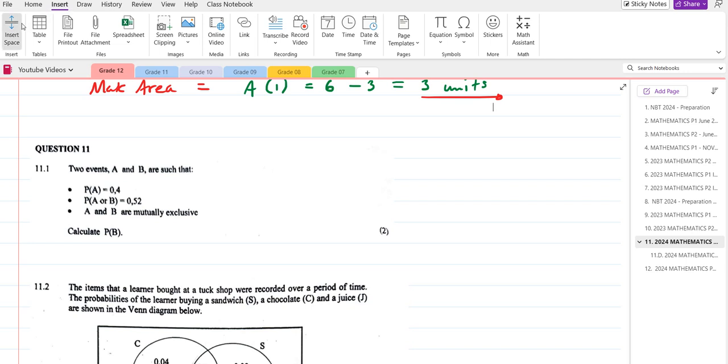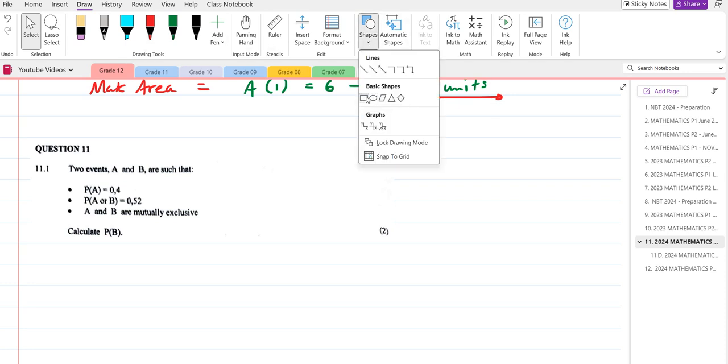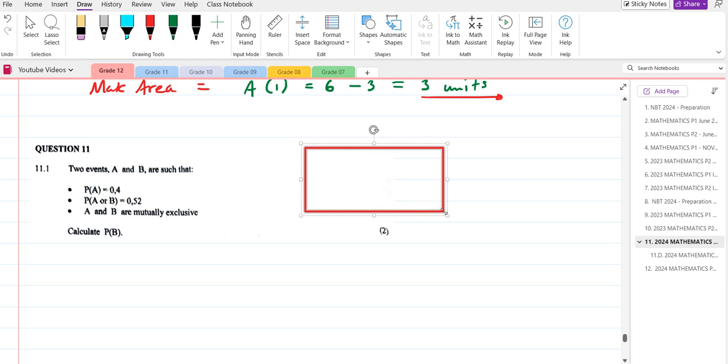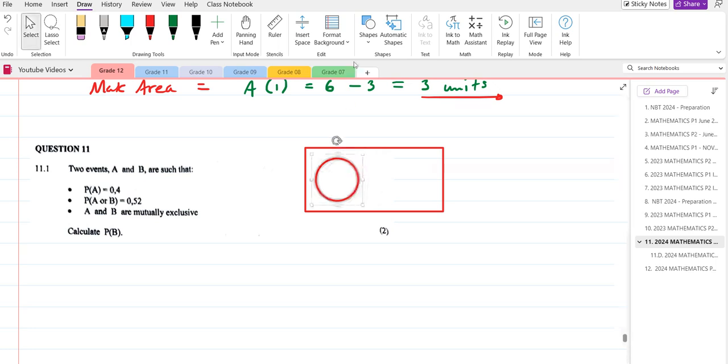Right, so we have two events. Probability of A is 0,4, probability of A or B is 0,52. A and B are mutually exclusive. In other words, they're disjoint. We have the sample space here, and mutually exclusive means they are disjoint, they're not touching, they don't intersect. Inclusive events means they intersect. So what's the probability of B?